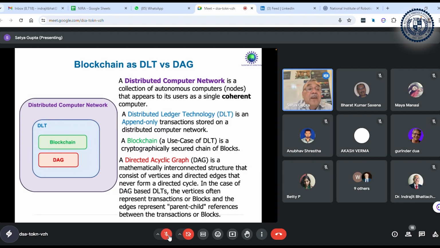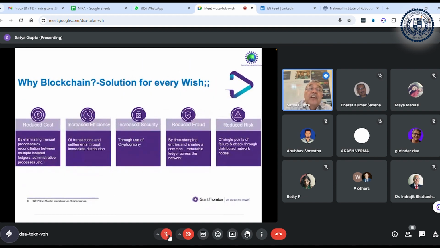So blockchain is crypto, but you can do a similar job to what blockchain does through another computer mechanism called DAG. So that information should be known to all of you. And now, why blockchain? Actually, we are running out of time, of course, but my idea was just to give you a basic flair of what blockchain is, what it can do, and we are almost there.